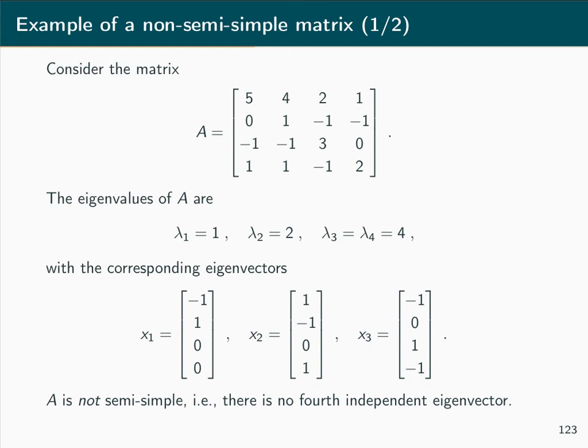Of course, these eigenvalues can be computed by deriving the characteristic polynomial of A and then finding the roots of this polynomial. The eigenvectors that correspond to these 4 eigenvalues are shown down here, and as you can see, there are only 3 eigenvectors, x1, x2, and x3. So this matrix does not have a full set of 4 linearly independent eigenvectors. So A is not simple and not semi-simple.